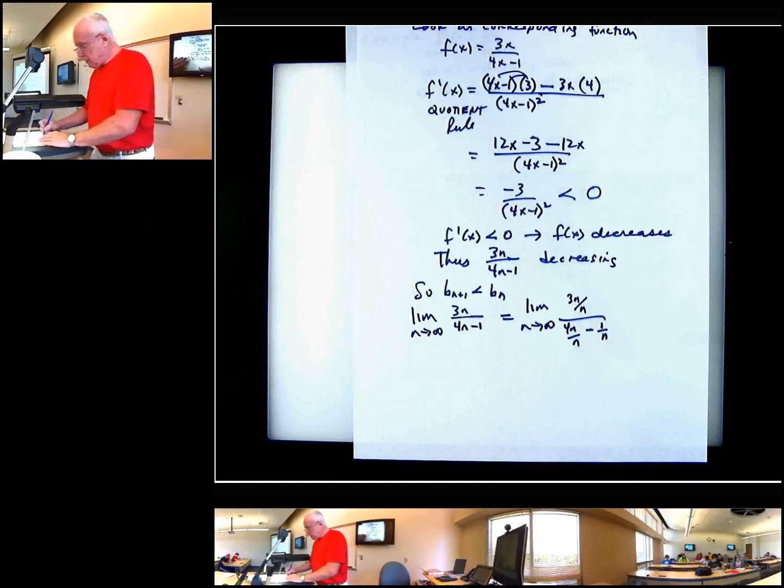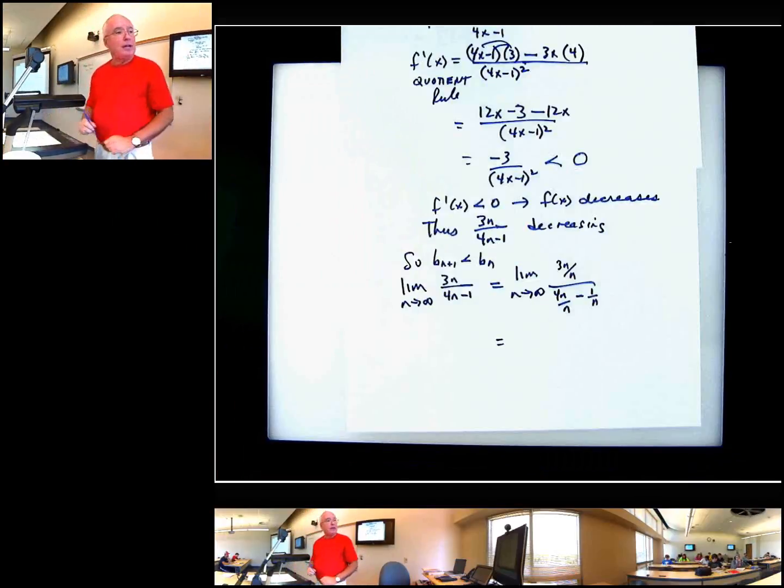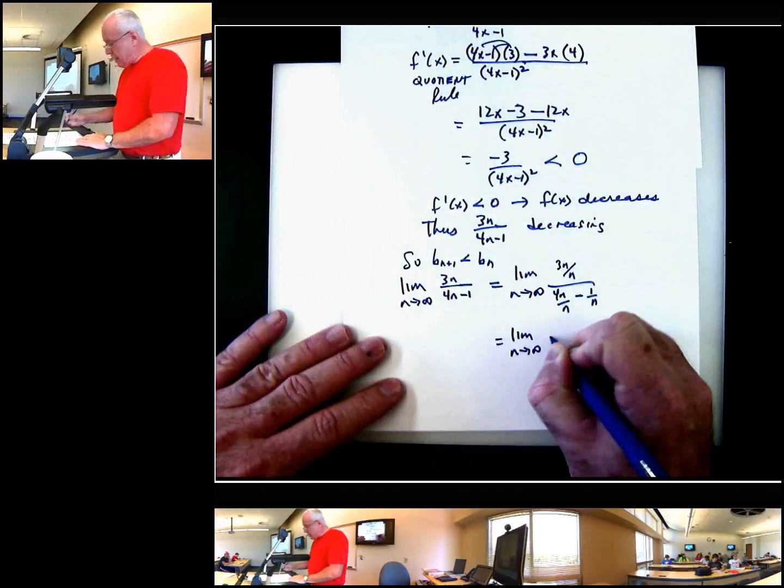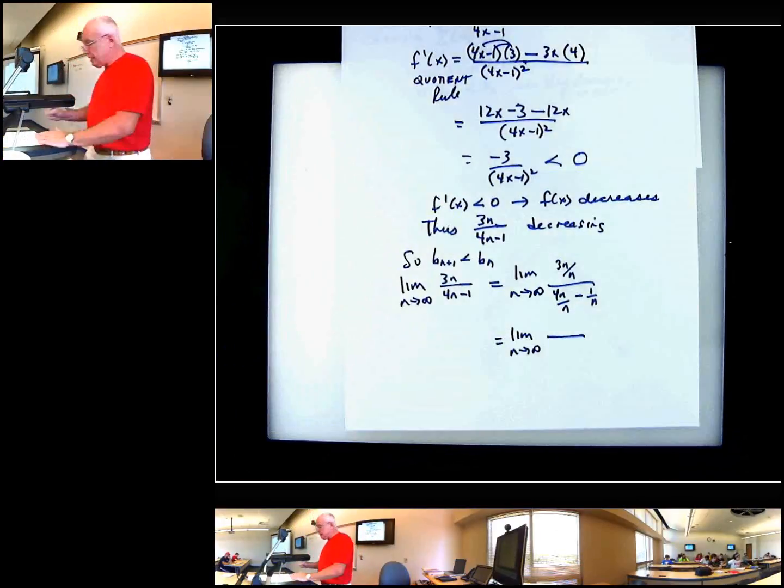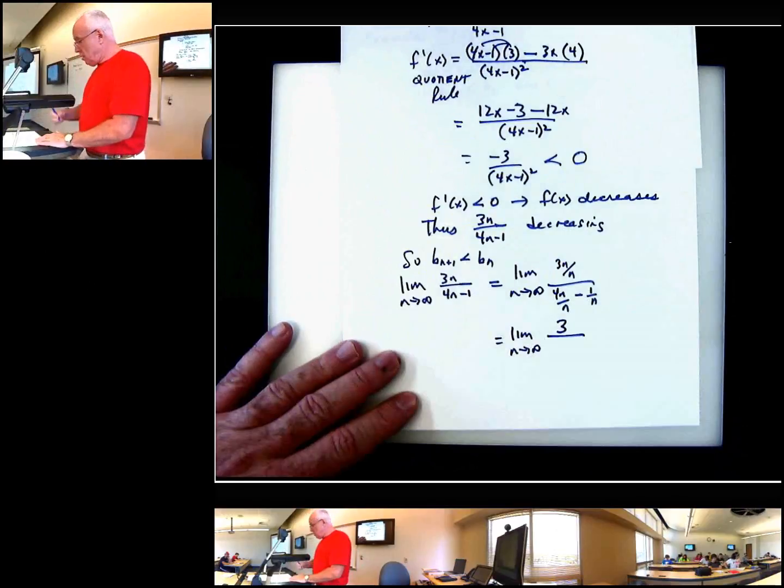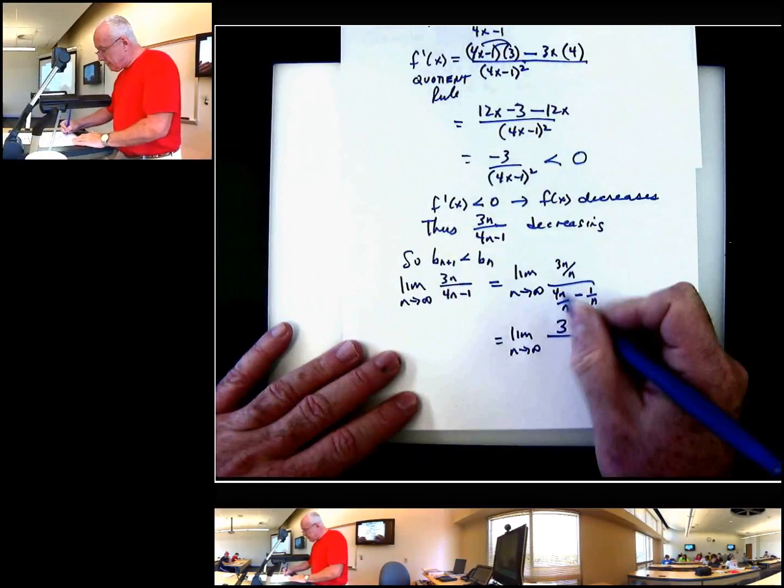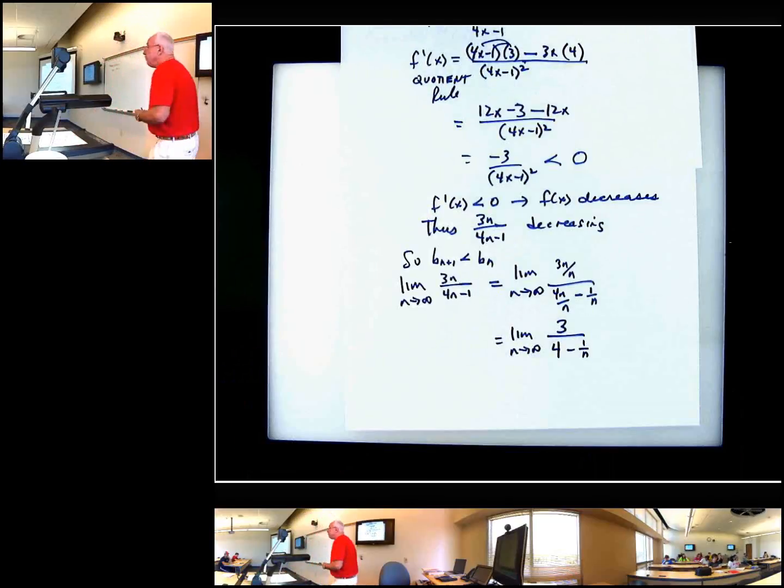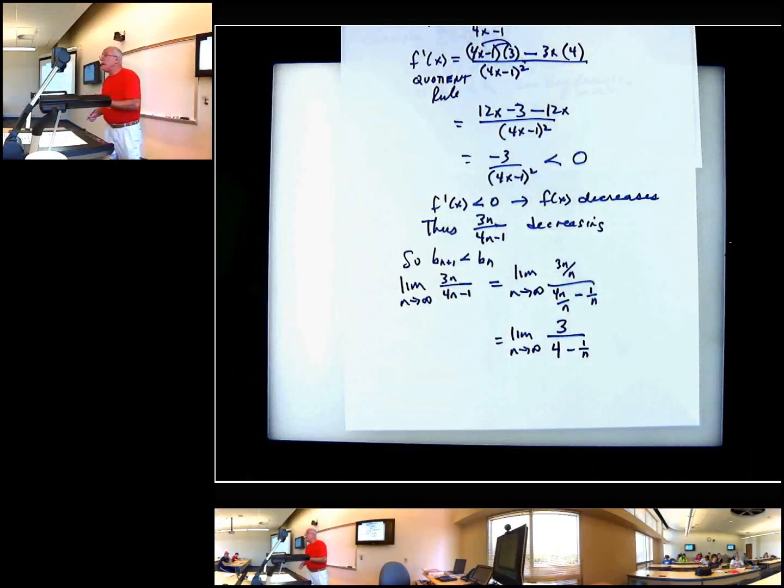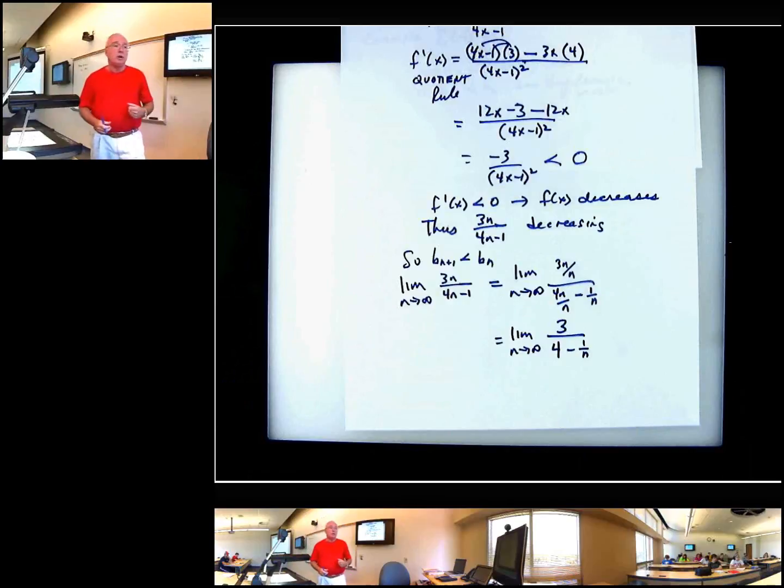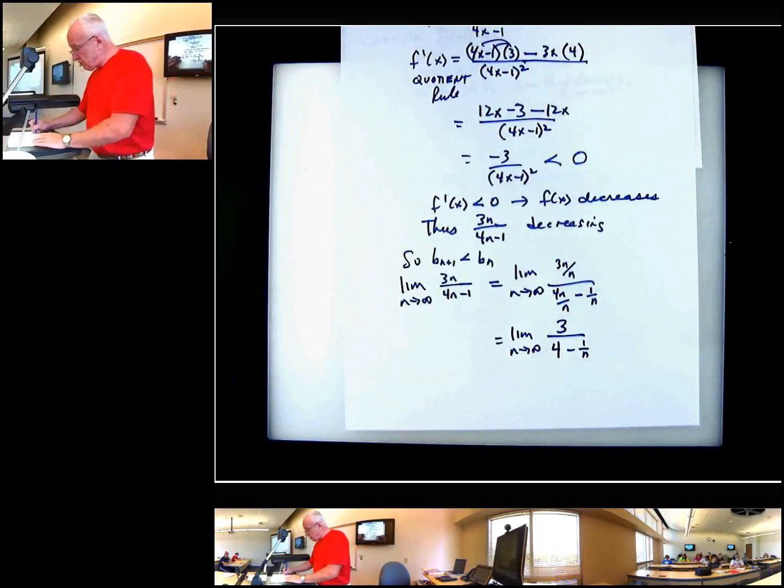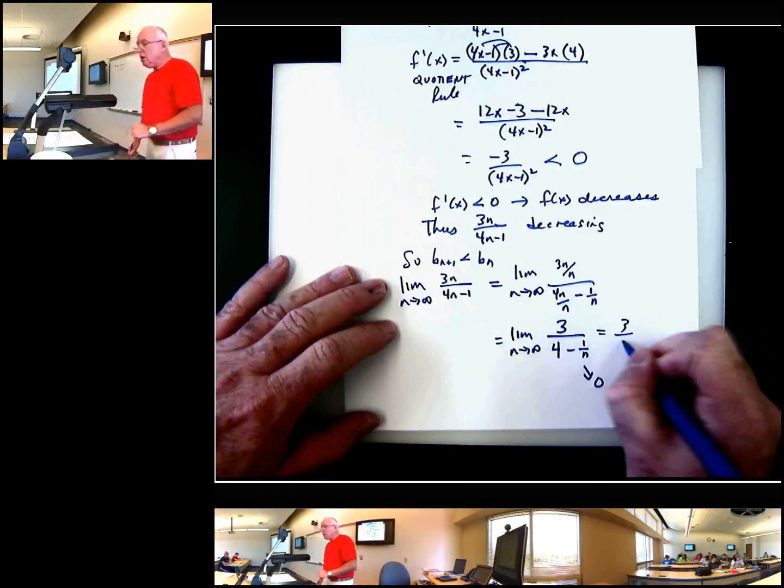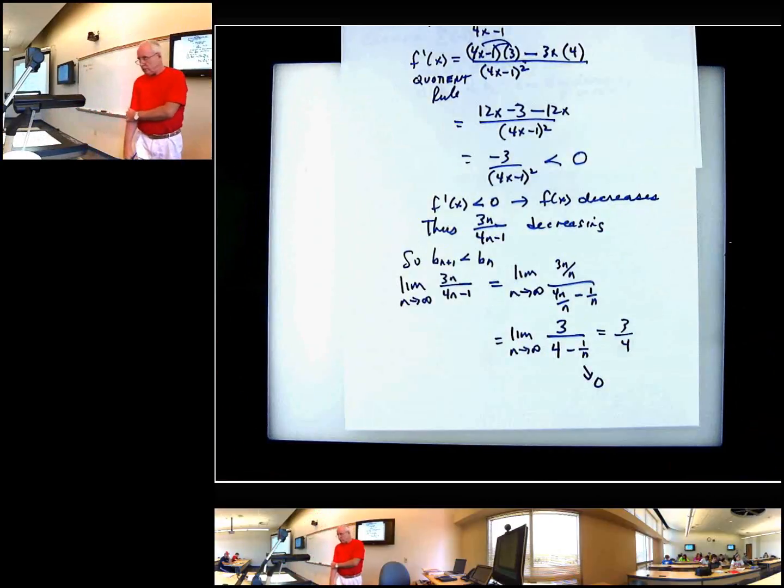Okay, so we've got some things that can simplify here, so let's do that. The limit as n goes to infinity. On the top, 3n divided by n, the n's cancel out to a 3. On the bottom, 4n over n, the n's cancel out to a 4. And then we still have this minus 1 over n. Now that minus 1 over n, as n gets bigger and bigger, is going to go to what number? It's going to go to 0. So then the 3 stays and the 4 stays. So my limit here is 3/4.